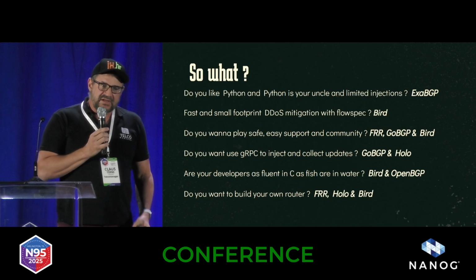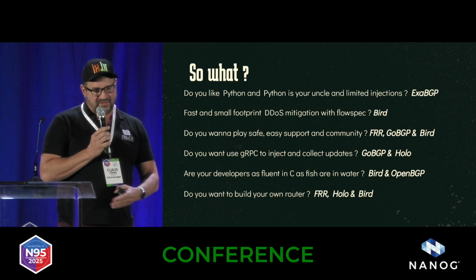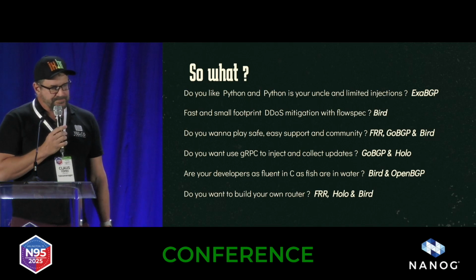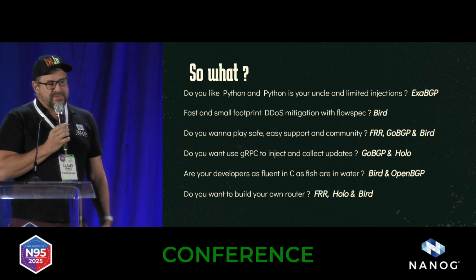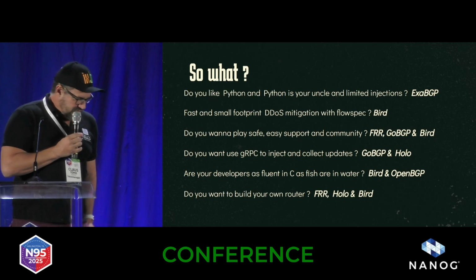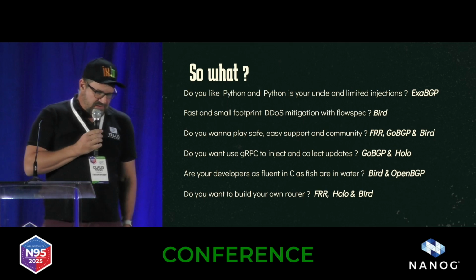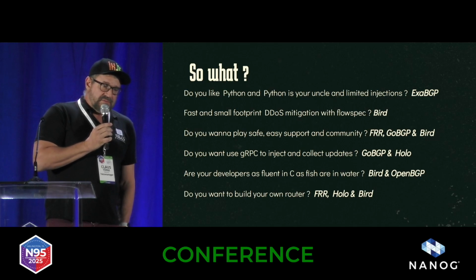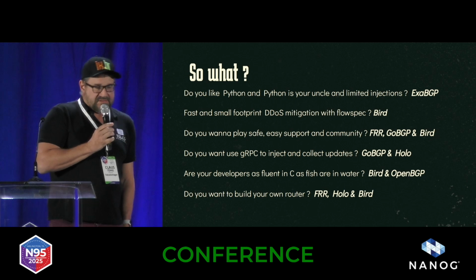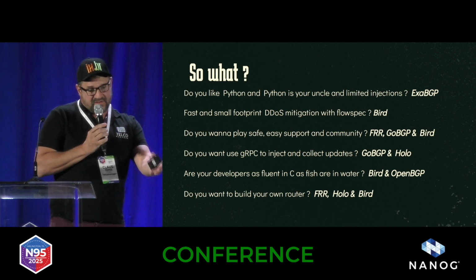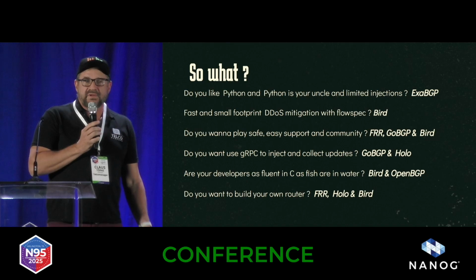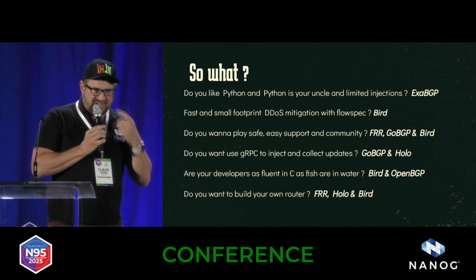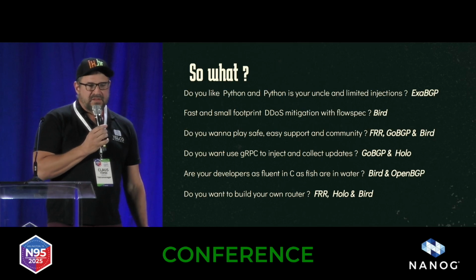GoBGP may be in second, and Bird as well, because it has all of those daemons for other protocols as well. In terms of gRPC, I suppose that might be the proper way to do it in the future. Still not seeing much traction in the others, but I believe that is the way to go. GoBGP and Holo have that plenty, but the others might not be difficult to implement, but anyway, you have to help them.